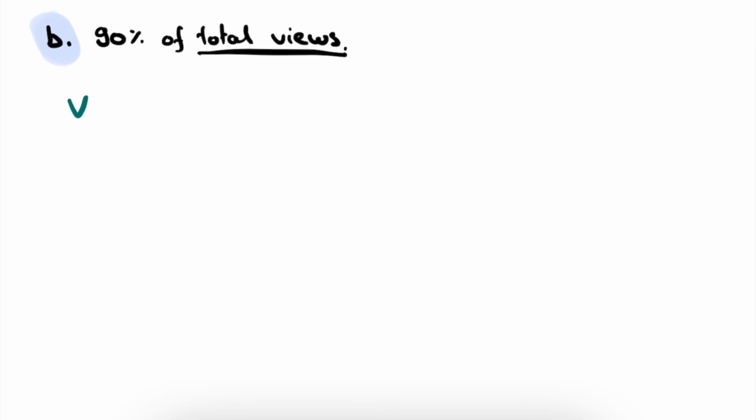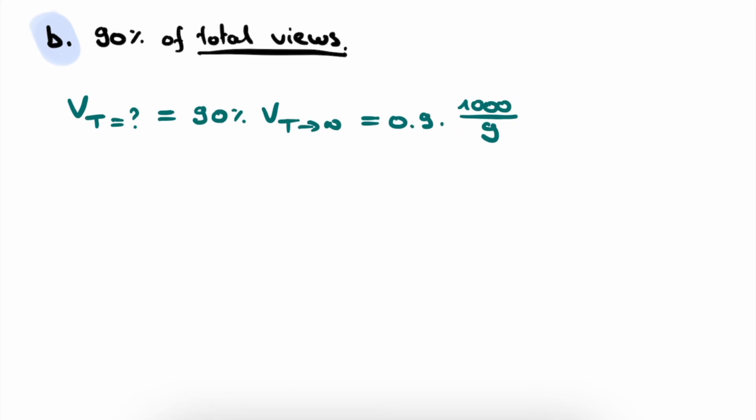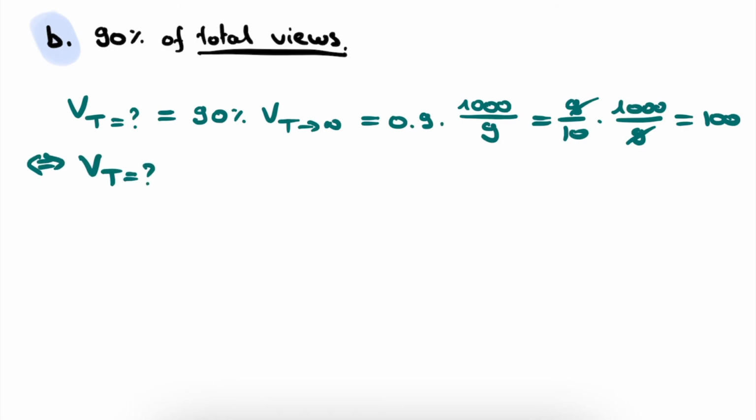Well, we need to find the total number of views after a certain time t, which is unknown. But we know that this total number of views will have to be 90% of the total number of views. So 90% of v when t goes to infinity. And we know, of course, that this is equal to 0.9 multiplied by 1000 divided by 9, the number that we calculated in the previous part. And since 0.9 is equal to 9 divided by 10, and we multiply by 1000 divided by 9, we simply get 100.